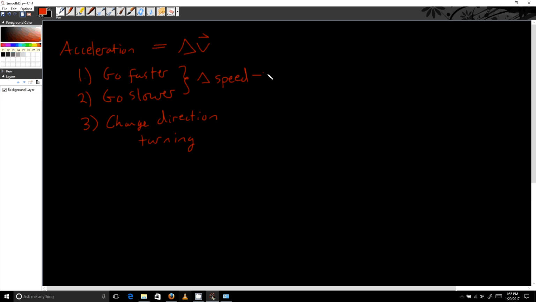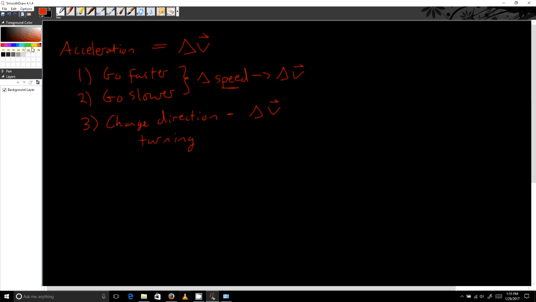These also change the velocity, but they change it by changing the speed component. The third one changes the velocity by changing the vector component, the direction component, which means you can go faster, go slower, or change your direction in order to change your velocity and therefore accelerate.